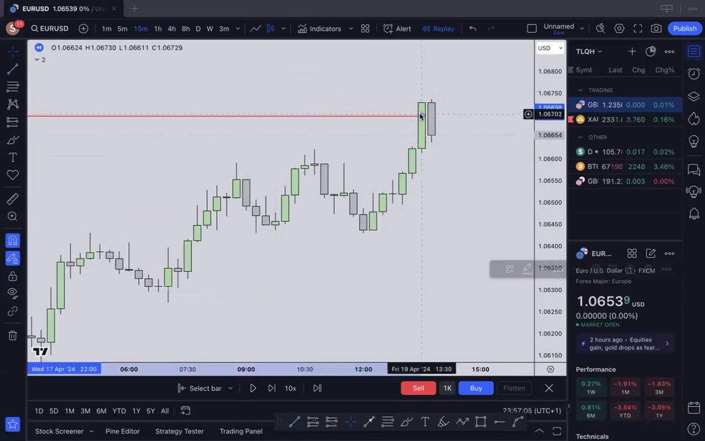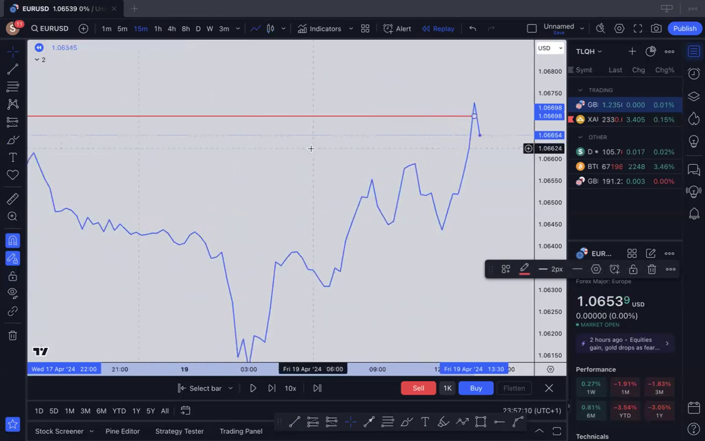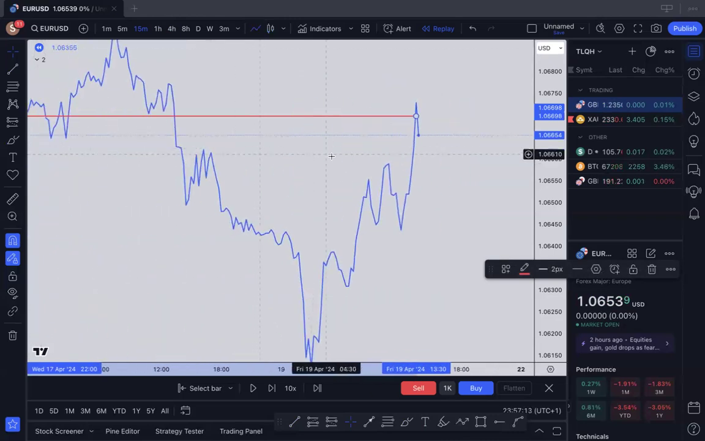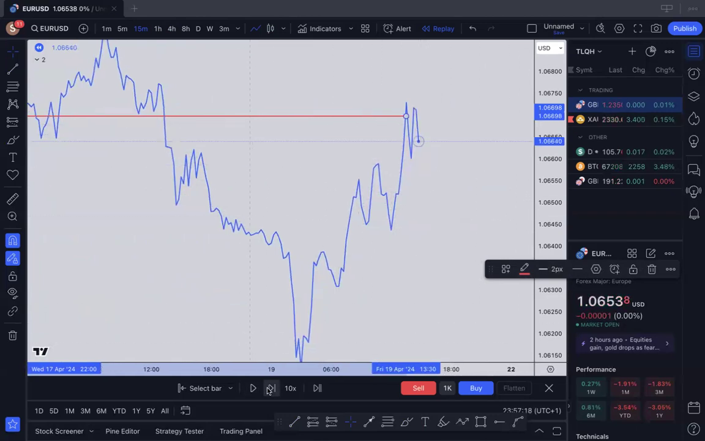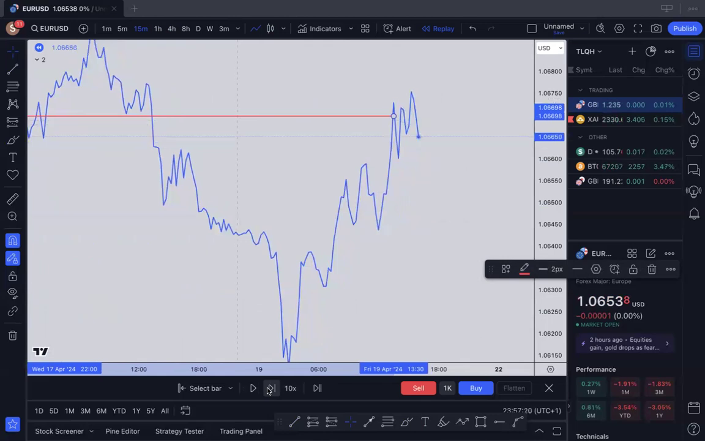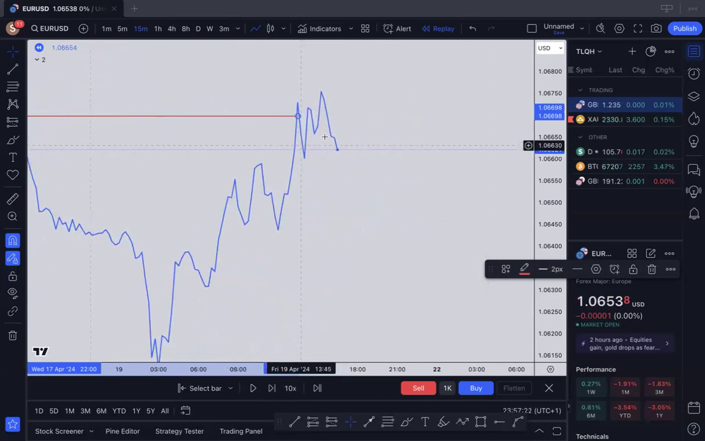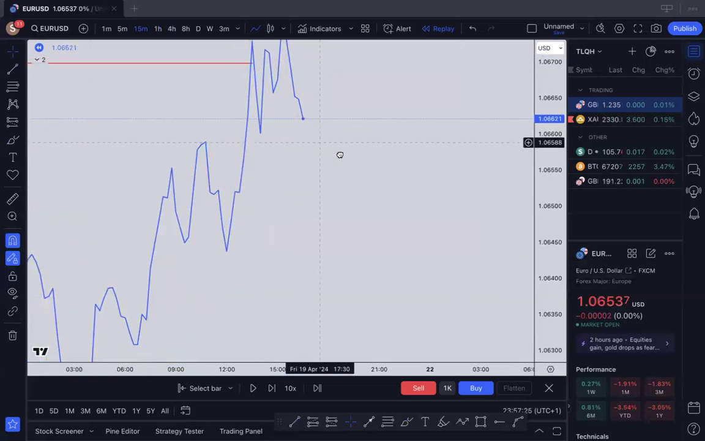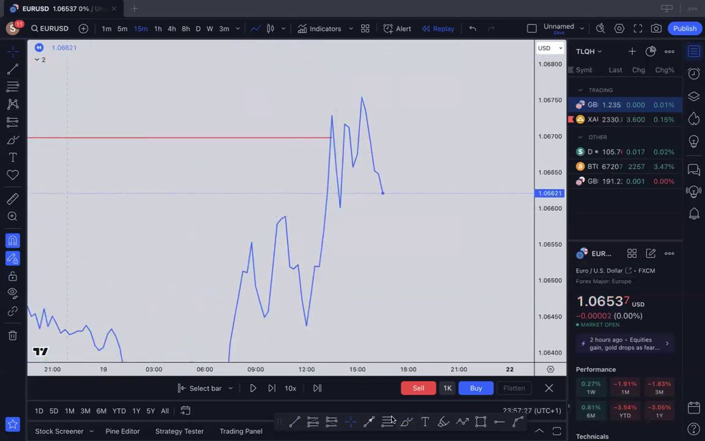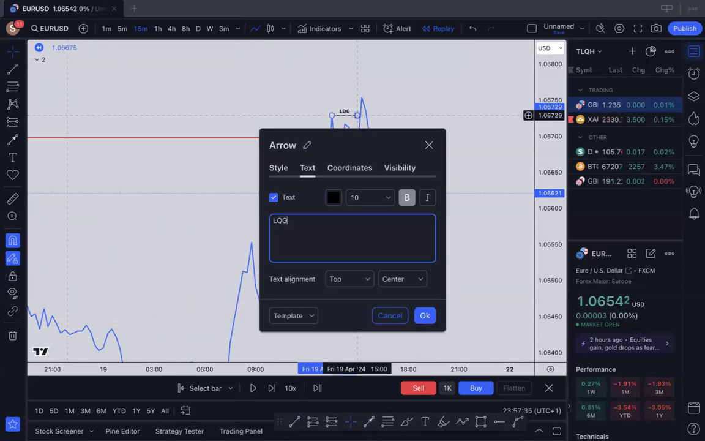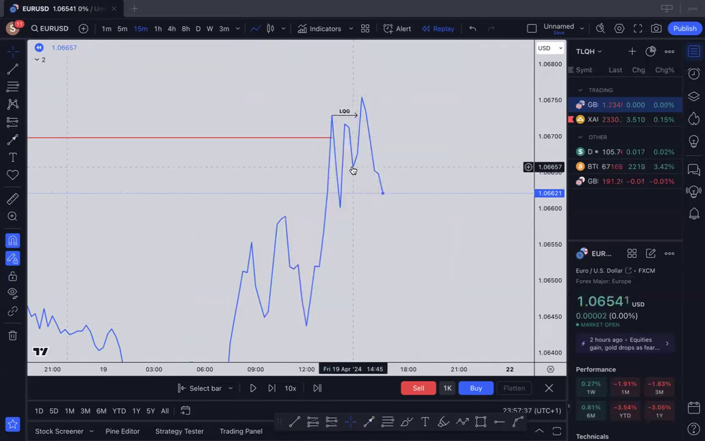Now, how are we actually looking for these QMs? We're just looking on the line chart. So you can see how this is a little bit easier to see now. And then you can see here that we've had one. If I just mark this out, LQG right here. And then this here is the QM.